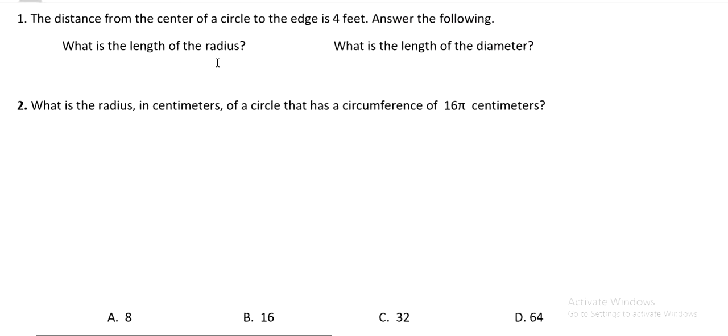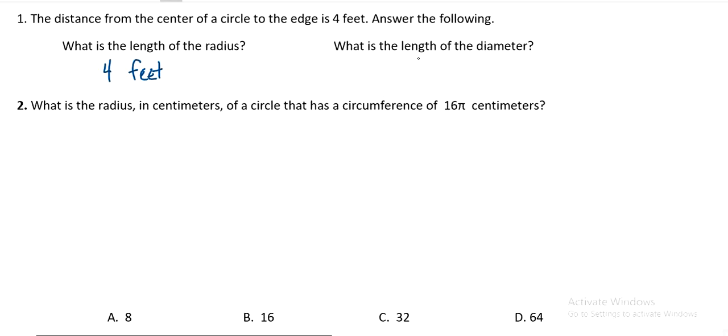So question number 1 asked, the distance from the center of a circle to the edge is 4 feet. Answer the following: what is the length of the radius? Well, the radius is the distance from the center of a circle to the edge. So they gave you the radius right there. The radius is 4 feet.